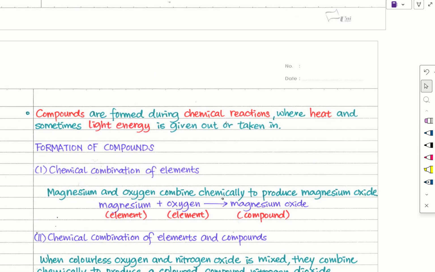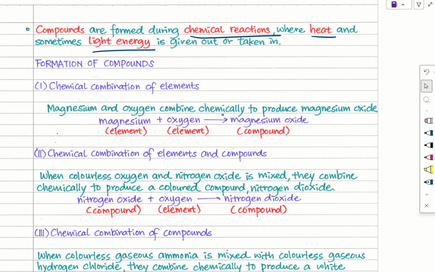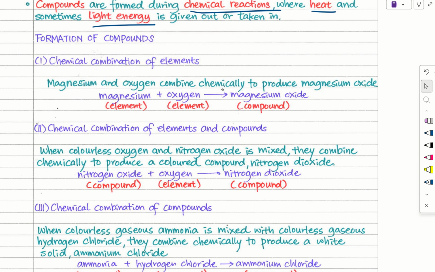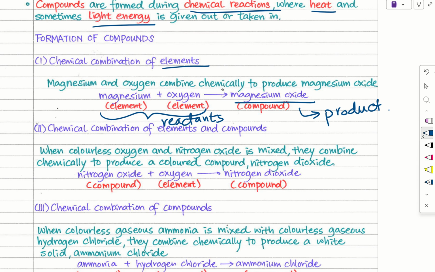Now, compounds are formed during chemical reactions where heat and sometimes light energy or electrical energy is given out or taken in. So the formation of a compound firstly can be through the chemical combination of elements. So I take 2 different elements and combine them. For example, this is the word equation for magnesium and oxygen. Those on the left hand side will be the reactants. Then the magnesium oxide will be the product. Now this is a molecule of magnesium oxide and it is formed by 2 different elements, then it forms a compound, no longer a molecule of element.